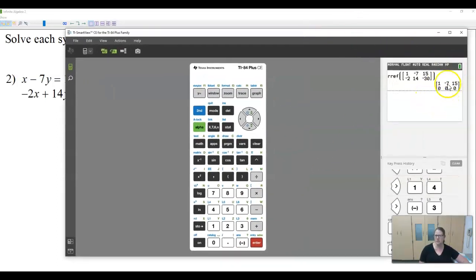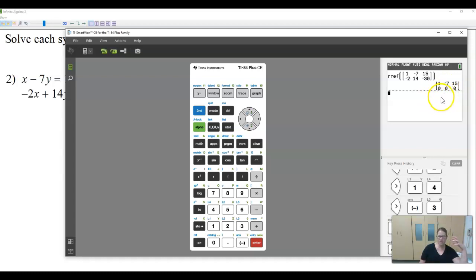Okay, so this one looks different, right? This one has all zeros on the bottom, and it has a 1, a negative 7, and a 15. What this tells me is that it didn't solve the equation in the same way that the other one did. It didn't reduce and leave x alone. It didn't reduce and leave y alone. This means there's not one solution. It means one of two things.